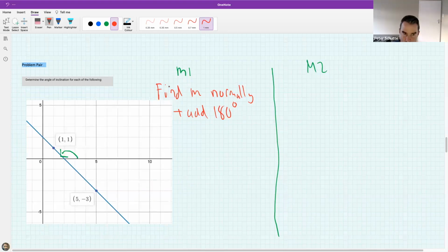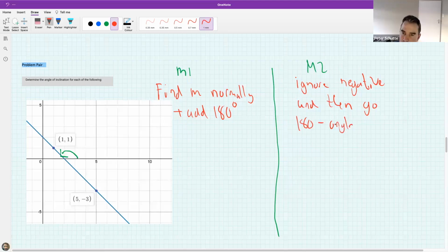The other way of doing it, which I will show you, but I'm not going to emphasize it, is to ignore the negative, and then because it's quadrant 2, go 180 minus the angle that you find.